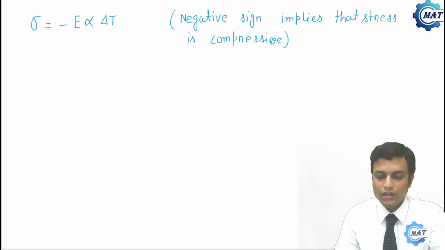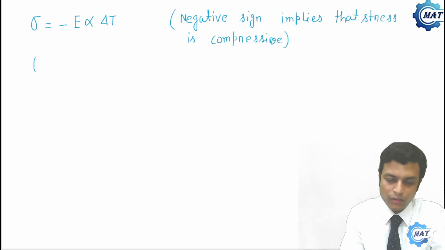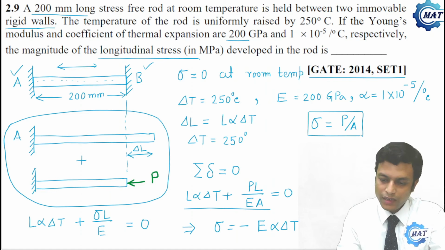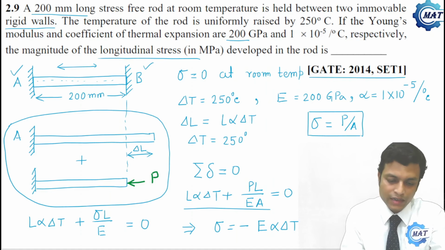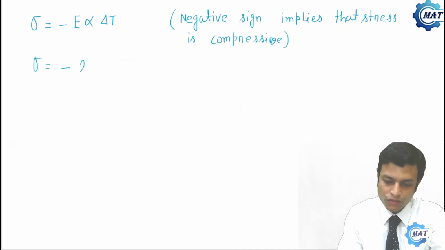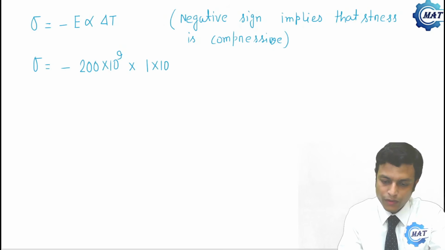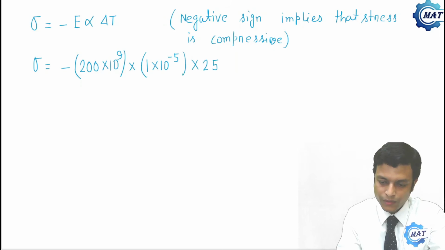So here compressive stress will generate, and what will be the value of that stress? We have to just put the values. E is 200, alpha is 1 into 10 to the power minus 5, and delta T is 250. So 200 into 10 to the power 9 into 1 into 10 to the power minus 5 into delta T, 250.